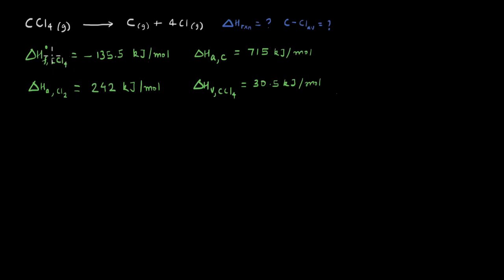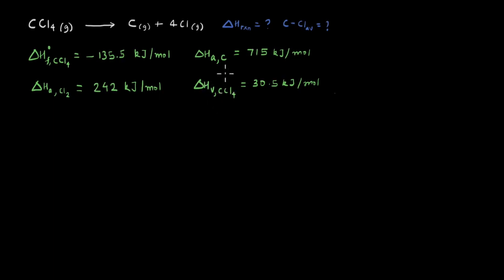First is the enthalpy of formation of CCl4. Then we have the enthalpy of atomization of carbon, enthalpy of atomization of chlorine, and enthalpy of vaporization of CCl4. And here we are going to assume that the enthalpies of atomization that are given are given for 1 mole of substance of which the bonds are broken. And so maybe you can pause the video here and give this a try before we continue.